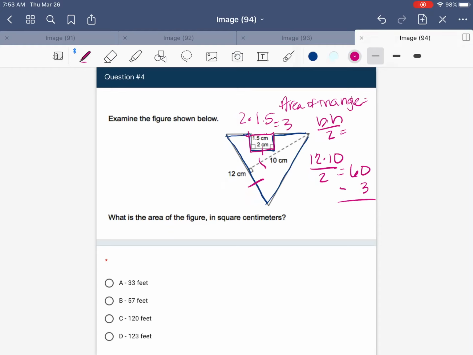And so this is just a little lesson on area of composite figures. Remember to do this assignment until you can get 100 on it, and if you have any questions, please let me know.